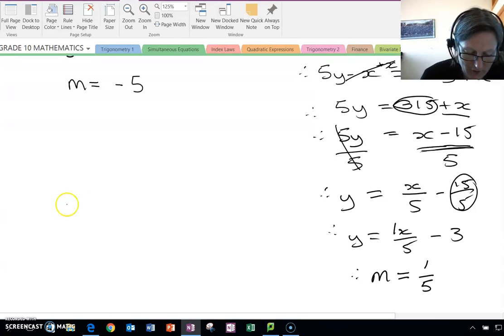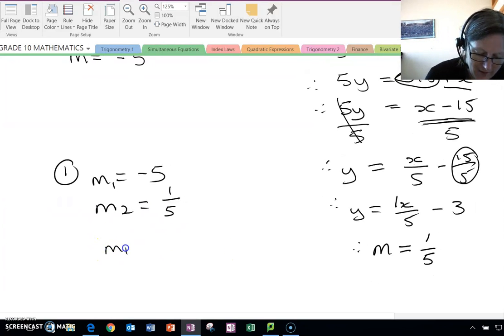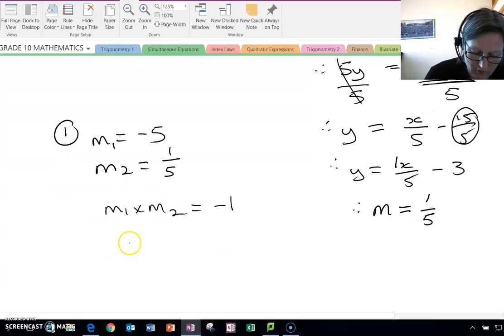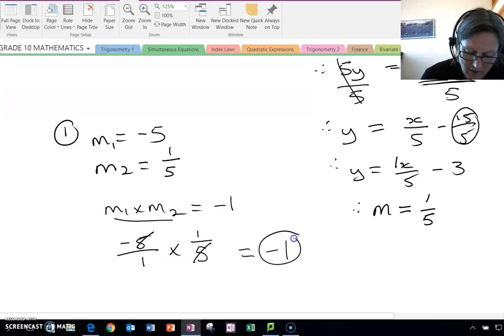So for our first line, the gradient is -5. For our second line, the gradient is 1 over 5. If these lines are perpendicular, when we multiply the gradients together, we will get -1. So let's see. -5, and we can put that over 1, times the gradient of the second line. Cancel, cancel, yes. When we multiply the two gradients together, we get -1. So these two lines are perpendicular to each other.